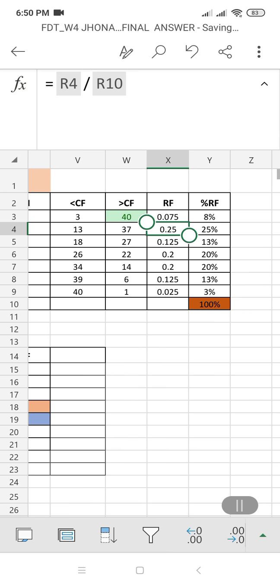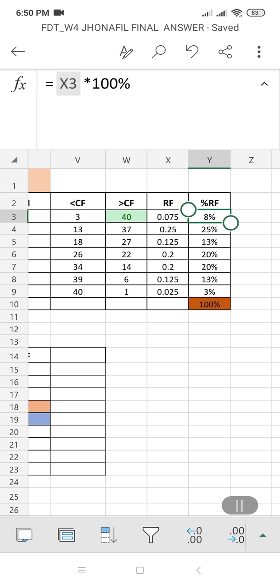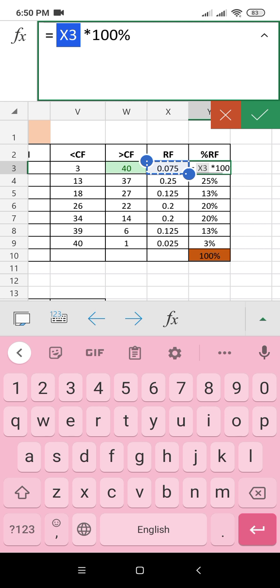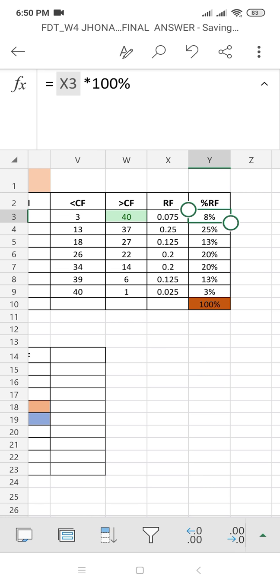The next is the percent RF. In getting the percent RF, you are going to multiply it by 100%. So here, the 0.075 you multiply by 100%, so you have 8%.